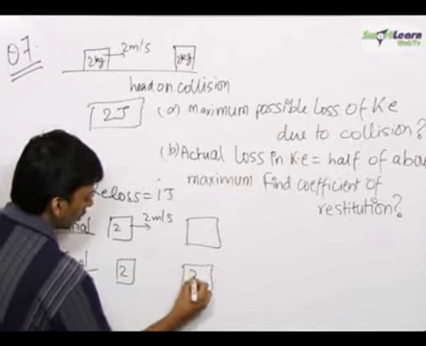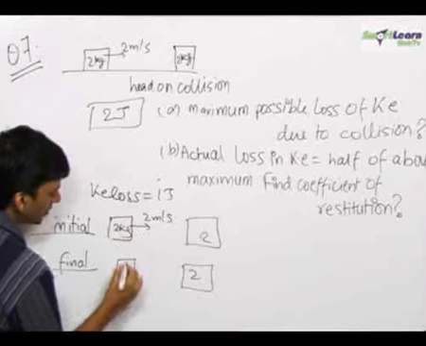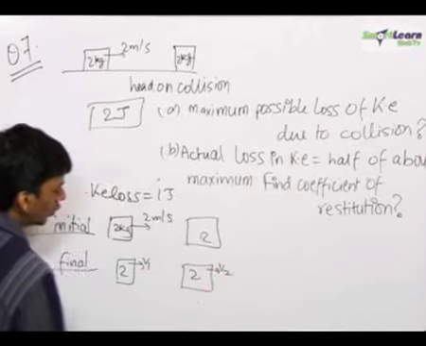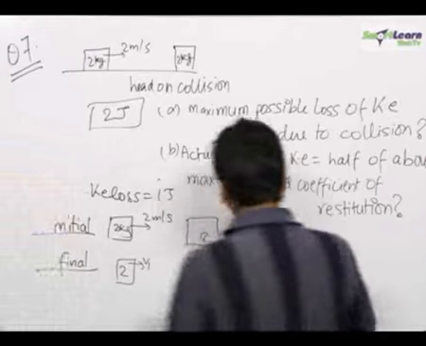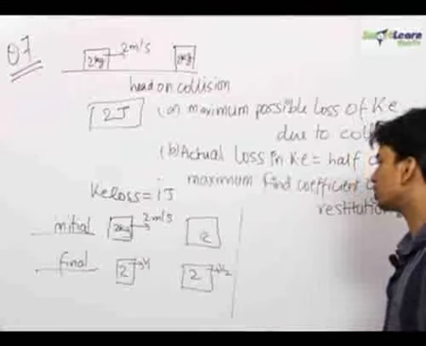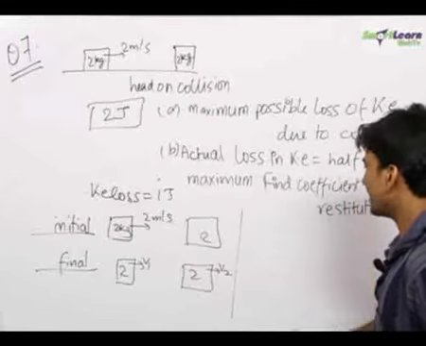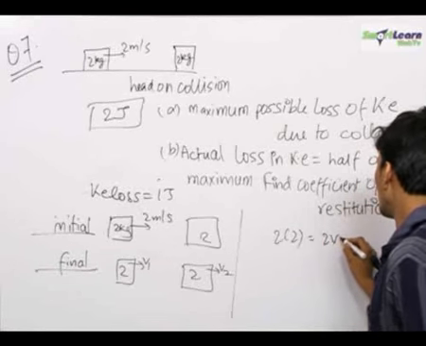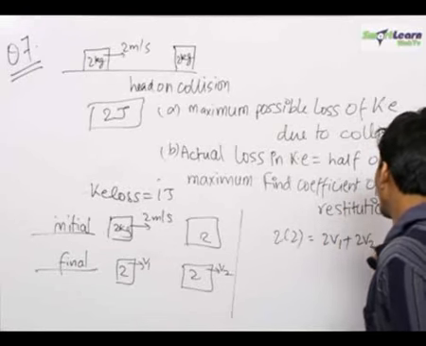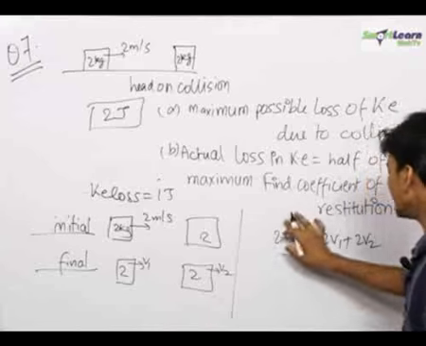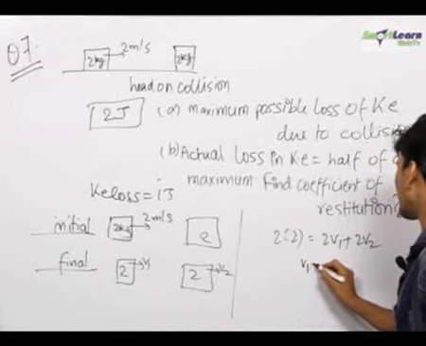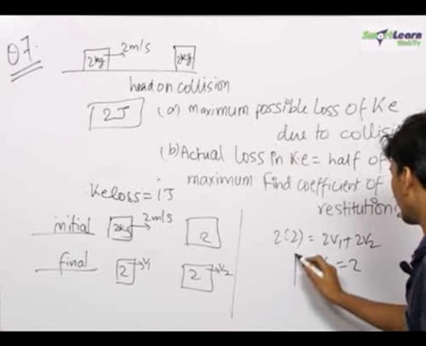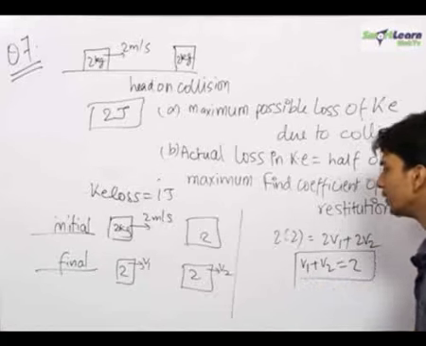The 2 kg object, let this go with V1 and let this go with V2. So we can write one equation of momentum conservation which is always with us, that is 2 into 2 is equal to 2V1 plus 2V2. So we get V1 plus V2 is equal to 2. This is one relation we get in V1 and V2.